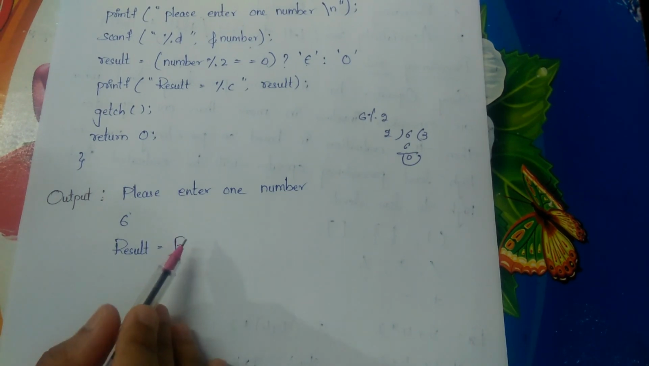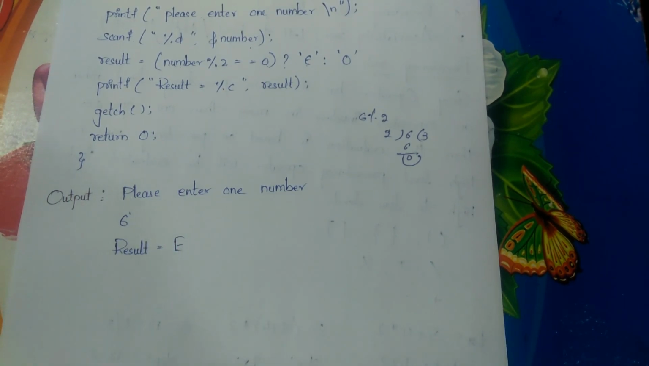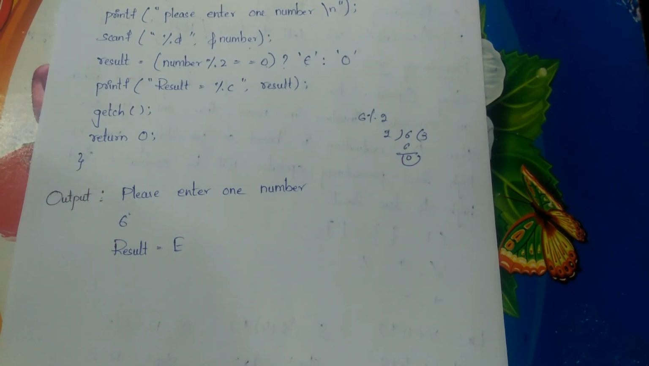So this is the C program for testing whether the given number is even or odd using the conditional operator. This is about the conditional operator and it is very important, and it can also be asked for 5 marks in the exam.